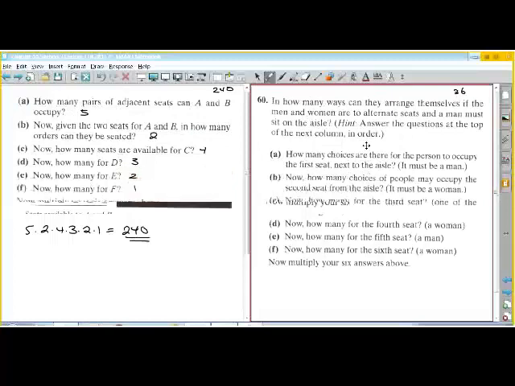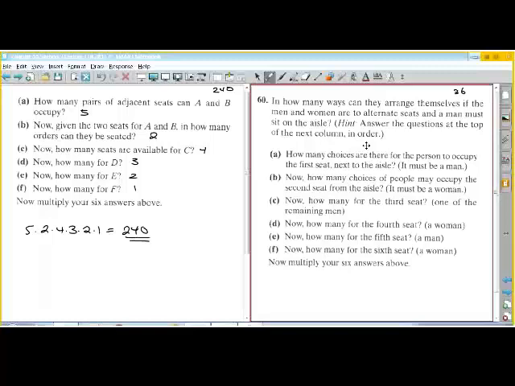Now, in how many ways can they arrange themselves if the men and women are to alternate seats and a man must sit on the aisle? So again, they ask these questions. How many choices are there for the person to occupy the first seat next to the aisle? And this actually does it more the way that I did it in the previous two problems instead of the way they did it. So they're looking at, here's a seat, how many choices do I have? Before, they were looking at, here's one person, how many seats do they have to choose from? Again, they gave us the same answer.